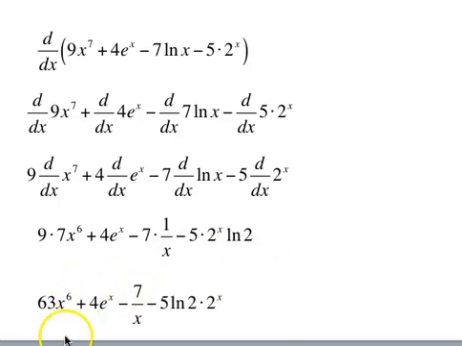So there's our answer: 63x to the 6th, or 9 times 7, plus 4e to the x, minus 7 over x, minus 5 times natural log 2 times 2 to the x. That would be the derivative of this original function.